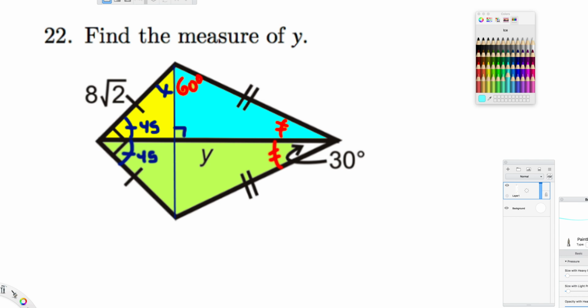So the leg of the 45-45-90 here plus the long leg of the 30-60-90 would give us y. So why don't we write that? y is going to be equal to the leg plus the long leg.